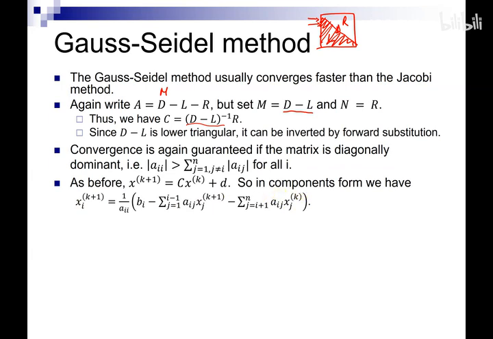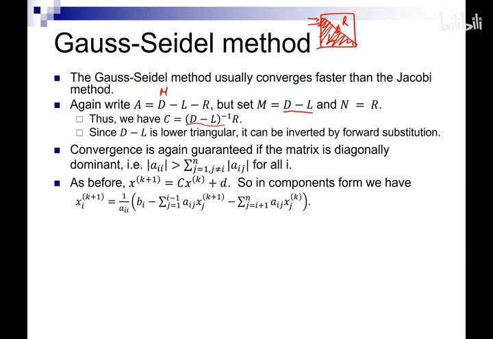So the basic procedure is that you compute these components for i equals 1, 2, 3, and so on. When you're trying to compute the ith component, you need these i minus 1 components of x of k plus 1, but you've already computed those, so you can just plug them in. For the remaining components, you use them from x of k.